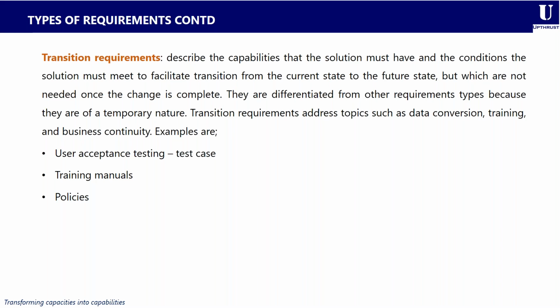So once we are transiting from a particular situation, which we can term a current state, to another situation, which we could term a future state, these transition requirements will no longer be necessary. They won't be useful or needed any longer in the course of the solution lifecycle. So they are basically differentiated from other requirement types because they are temporary in nature, and transition requirements help to address topics such as data conversion, training and business continuity. And typical examples of transition requirements are training manuals, the policies, the user acceptance testing documentation, such as the test case or UAT scripts.